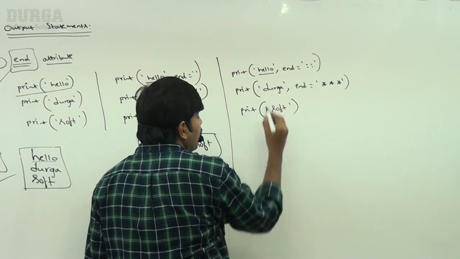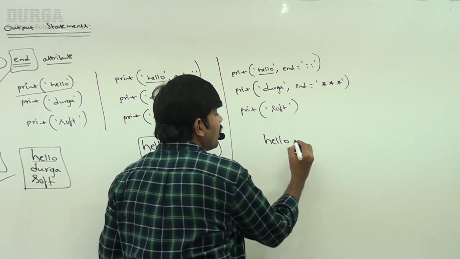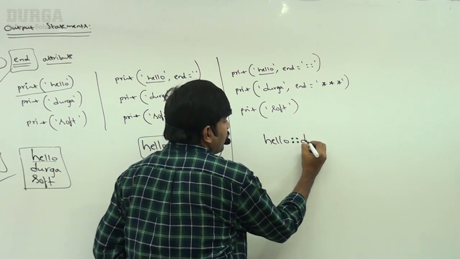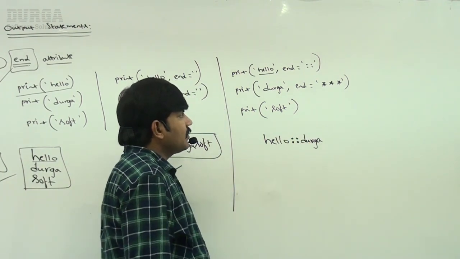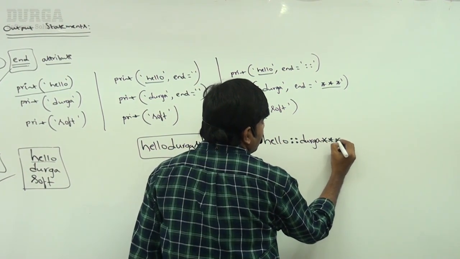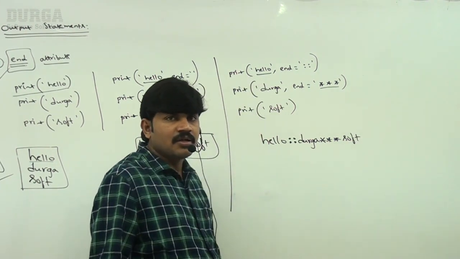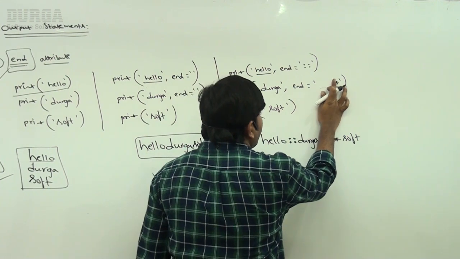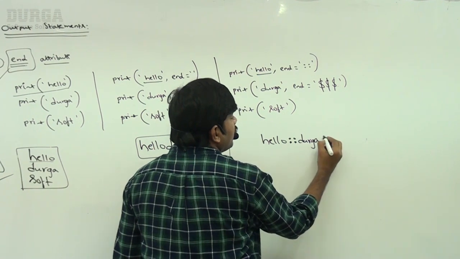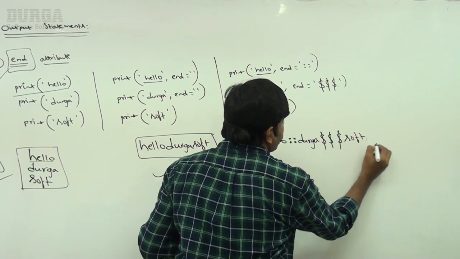So first hello will be printed. After printing hello, what is the end value? End is colon. And then, sir, Durga will be printed. And then, sir, what symbol am I taking? Star. Okay, so now soft I am taking, sir. Star, soft. Any symbols you can take, need not be star, or otherwise just dollar I am taking. Then automatically Durga, dollar. After that soft is going to come.